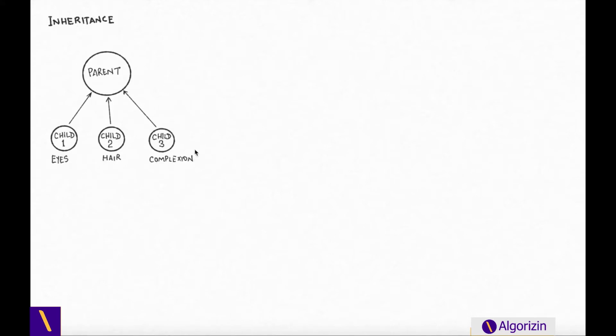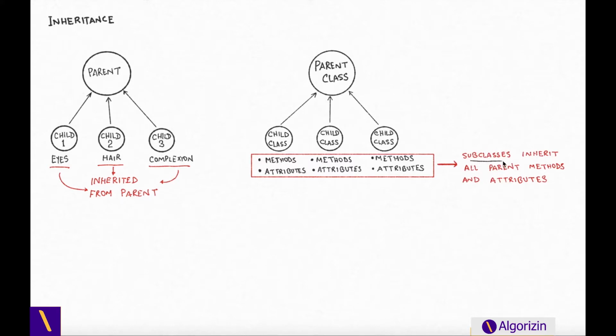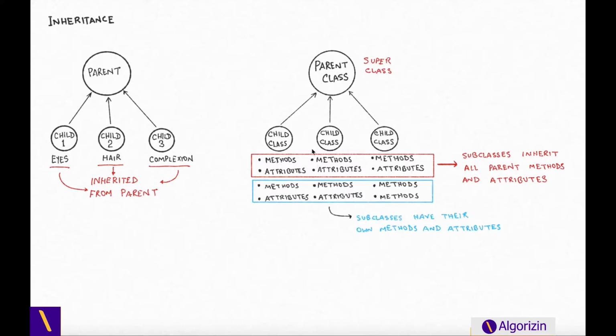So we can say that the children are inheriting these things from their parents, and in Java it works the same way. However, the children inherit all the methods and attributes of the parent class. Child classes are usually referred to as subclasses, and the parent classes are usually called superclasses. Now, keep in mind that the children classes or the subclasses can have their own methods and attributes as well. So when we have subclasses, they not only have all the methods and attributes from their parents, but they can also have their own methods and attributes.